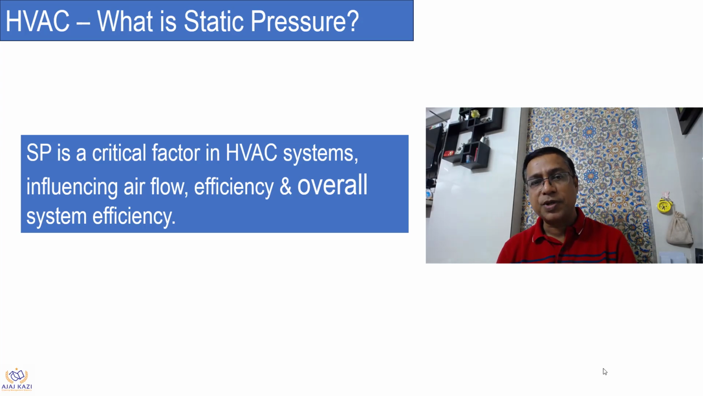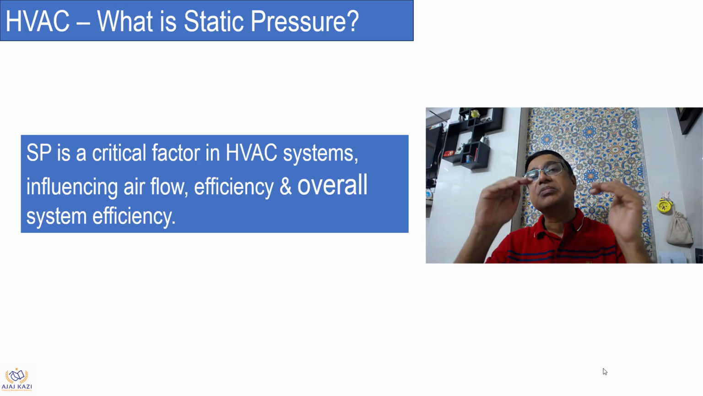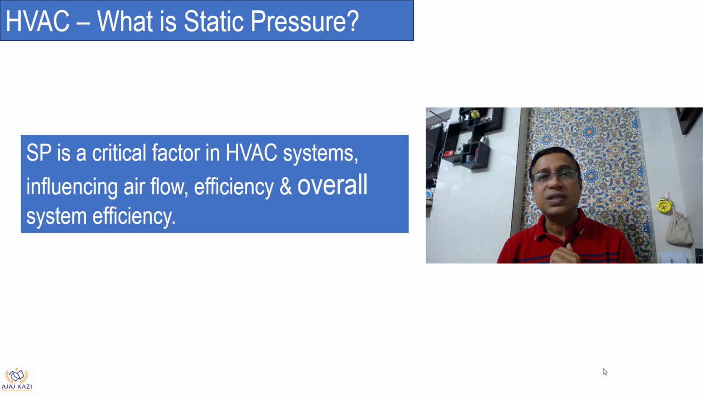Static pressure, which is SP, is a critical factor in HVAC systems because it influences airflow and the overall system efficiency. If the static is high, your airflow decreases. If static is high, your motor consumption goes up, efficiency comes down, overall efficiency of the system comes down. So we need to understand this phenomenon, this concept, very well.